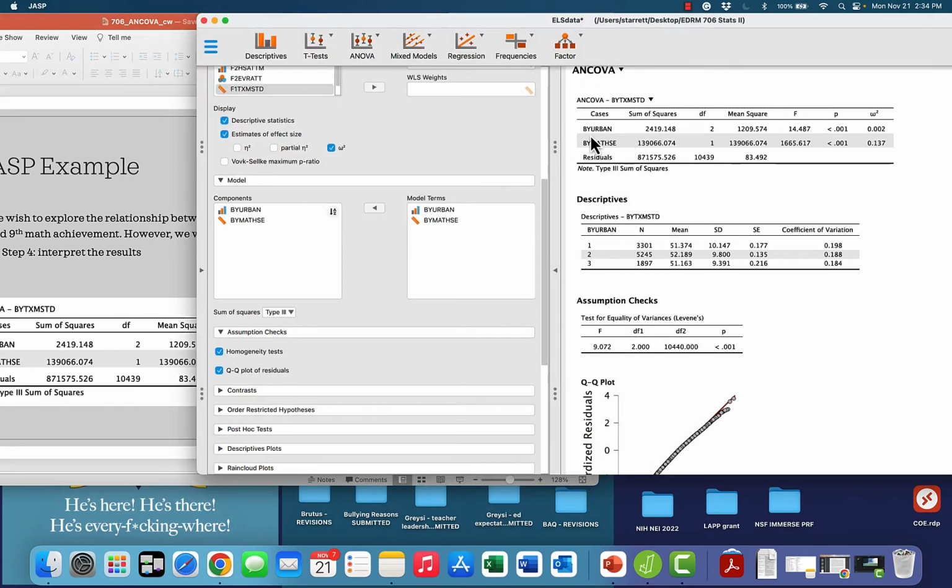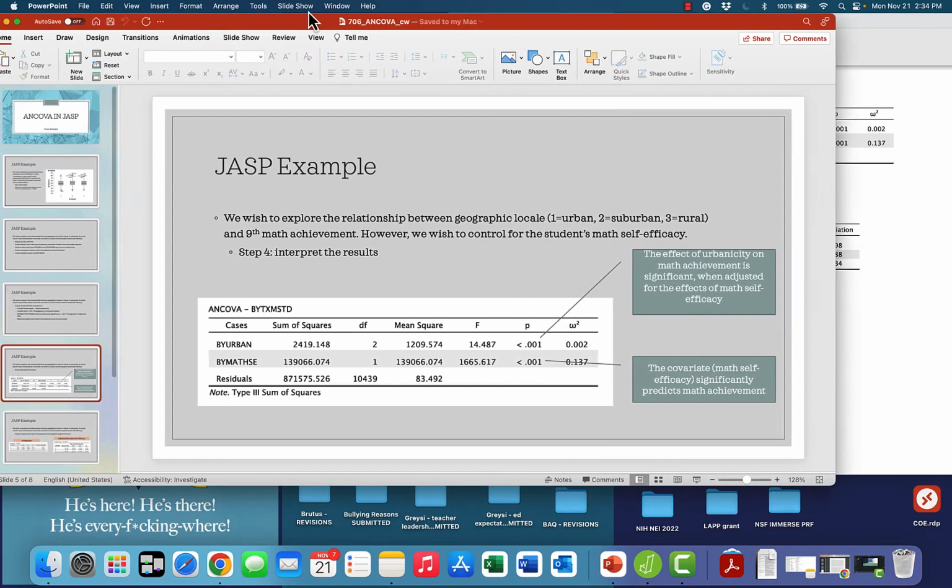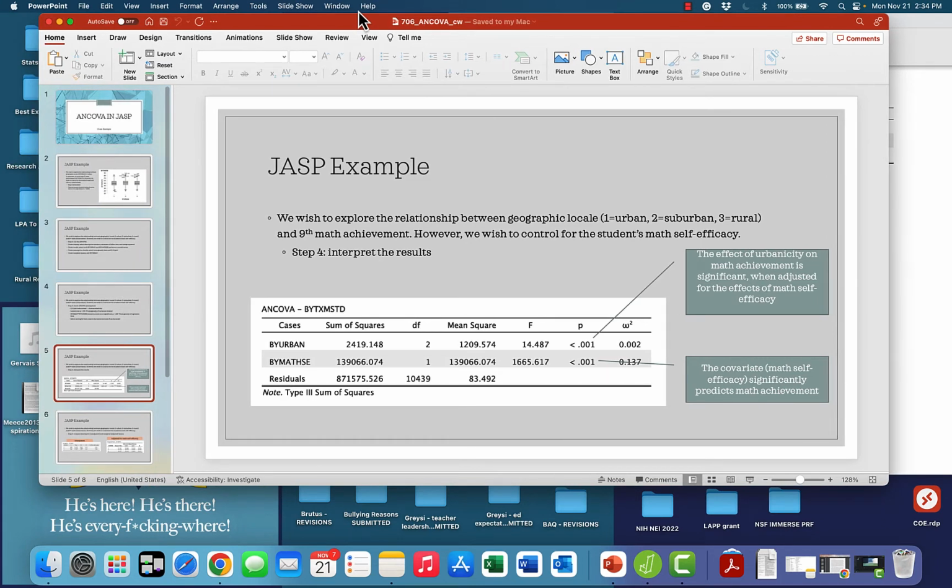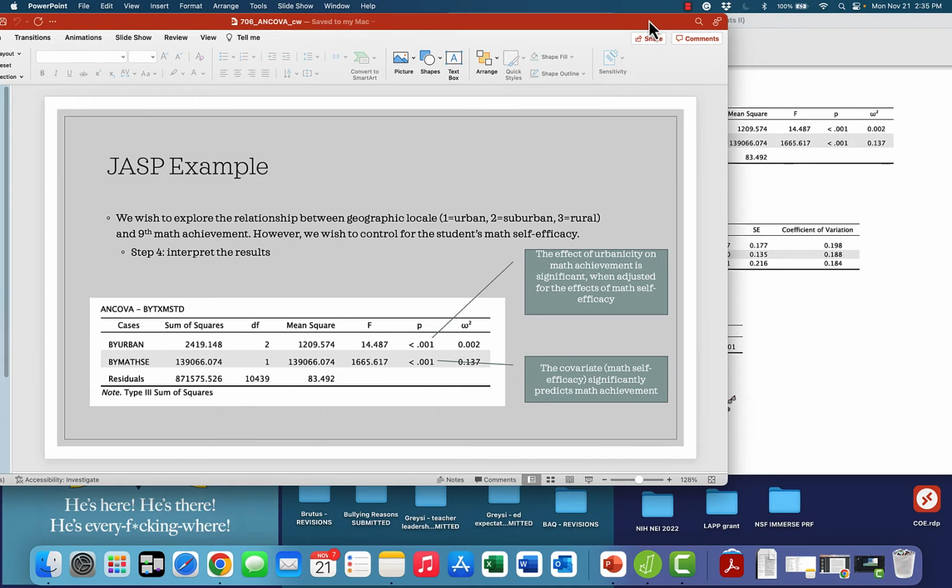So we've got base year urban, and the p-value is less than 0.001. All right, and so that's telling us that the effect of urbanicity on math achievement is significant when adjusted for the effects of math self-efficacy. This is an omnibus test, and it's saying that between at least two of those locales, the average math achievement is significantly different.